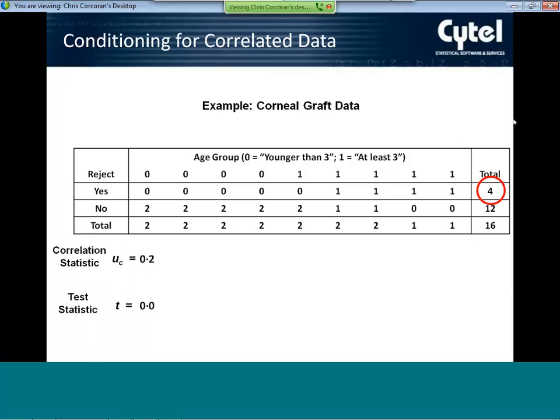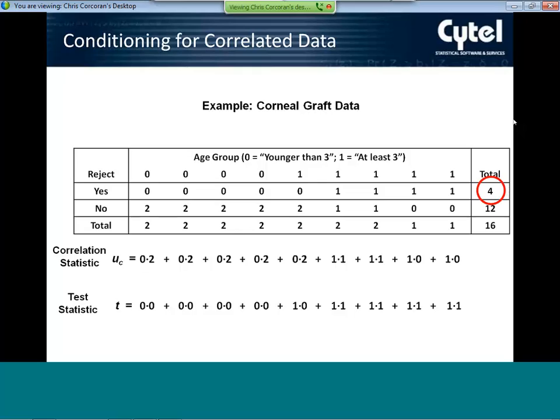I'll just step through this. For the first child, the number of rejections is 0. The number of no rejections is 2. And so that child's contribution to that correlation statistic is 0 times 2. And likewise for the second child and the third. And we continue summing over all of these children to compute a statistic, in this case 2, that represents some information about the degree of correlation between eyes within a child.